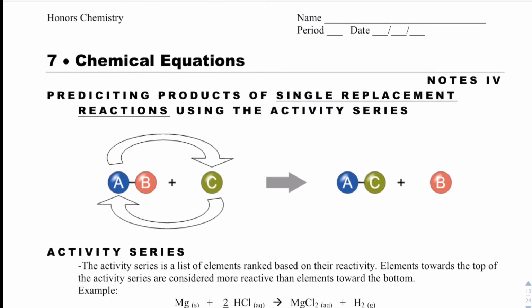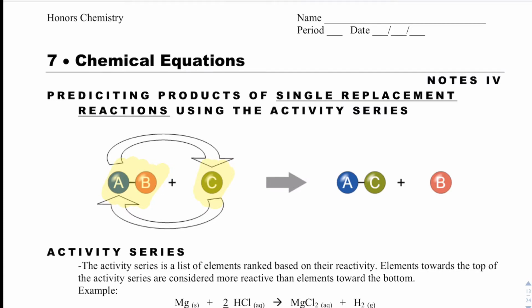In this video, we will discuss how to predict products of single replacement reactions, specifically using the activity series. As you may remember, single replacement reactions occur when you have an ionic compound, such as what we have here with A, B, and then a single lone element. And that single lone element sometimes, not always, but sometimes is strong enough to go in there and break apart that ionic compound and then bond with one of the elements that was there.